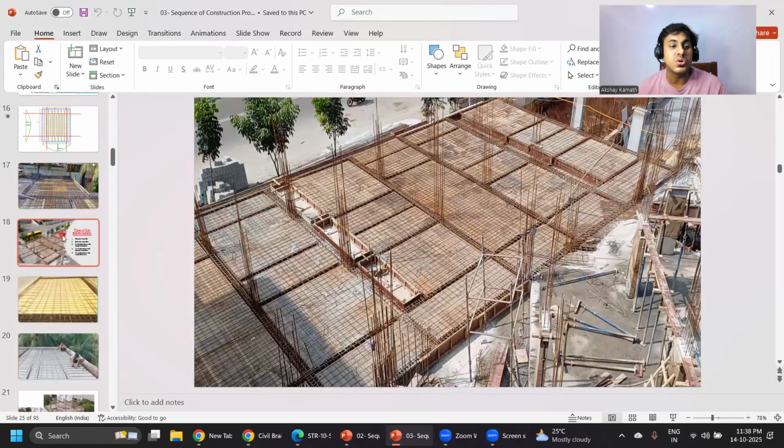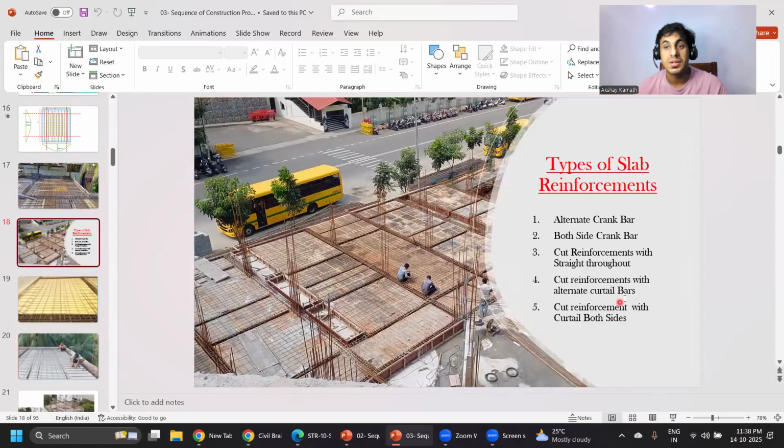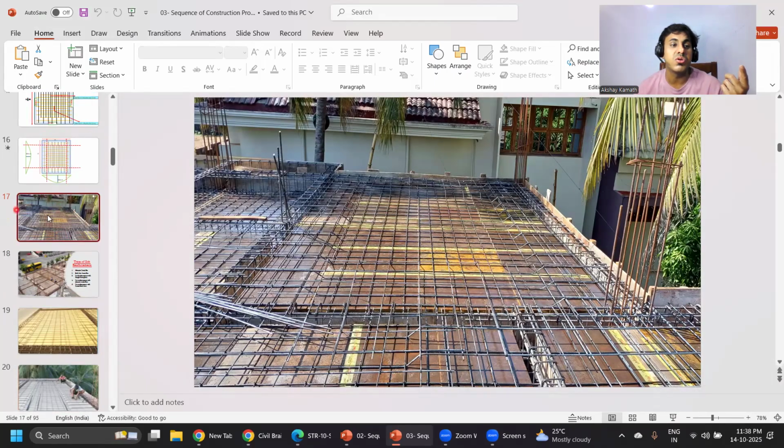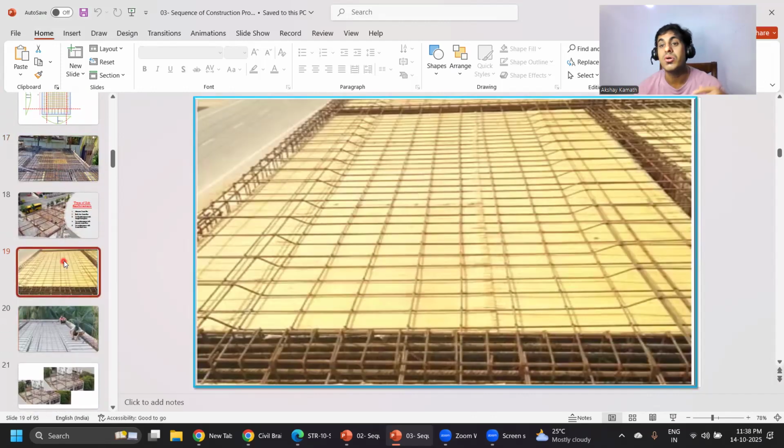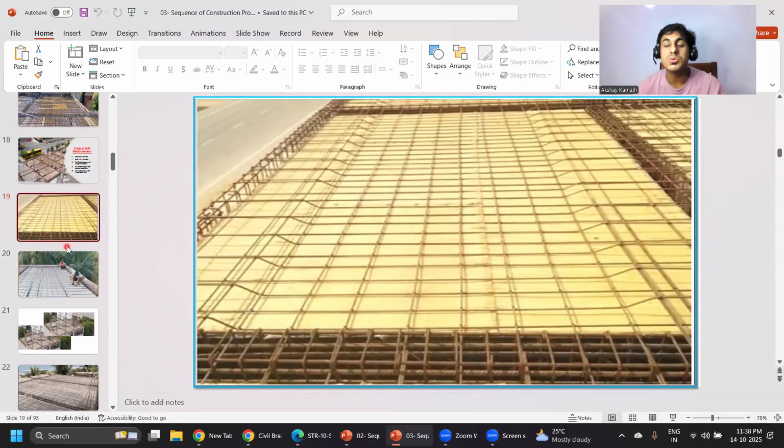Got it? So in this, totally there are 5 types of bar in the slab. If you understood all the 5 bars, definitely you can go to any construction site. You'll never have any doubts in your life regarding the slab. Most of the students, most of the experienced people, what happens is they do not understand the concept. If you don't understand the concept, even if you visit hundreds of construction sites, hundreds of slabs, you'll still have confusion why they have given crank in that particular slab, why the crank is not given here, why they have given alternate crank in this building, why they have not given both side crank in this building. You'll have hundreds of confusions. So if you understand the concept, all this confusion will vanish.